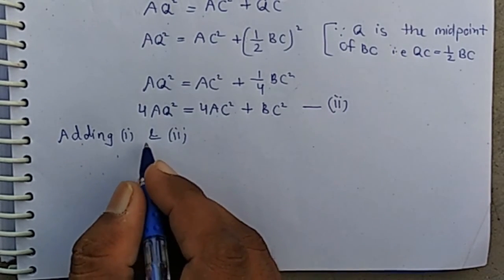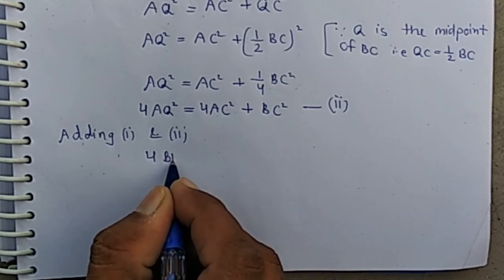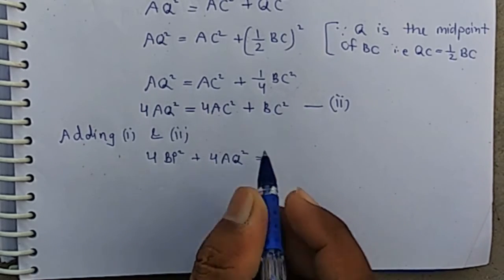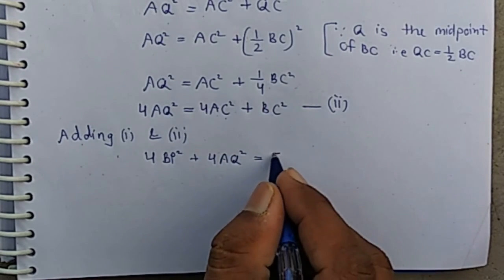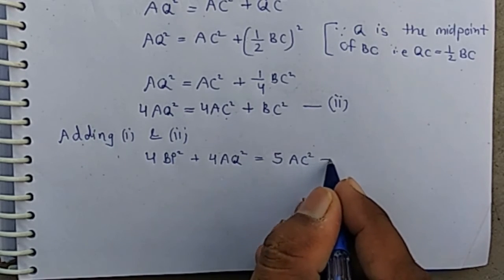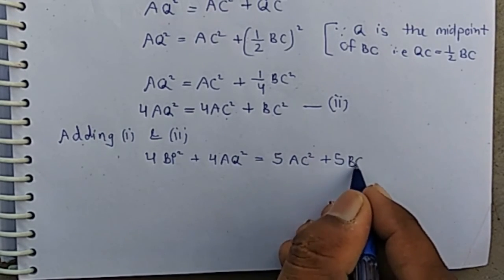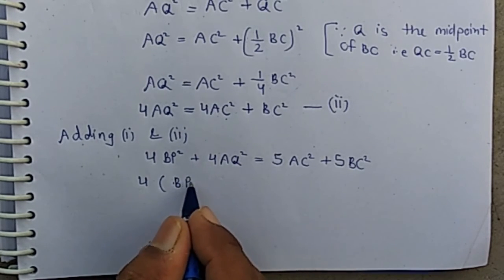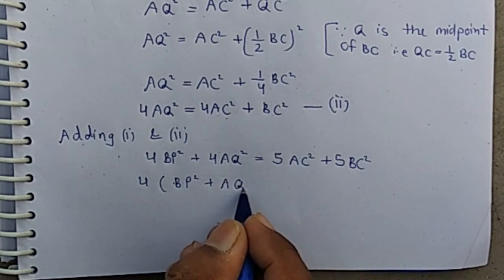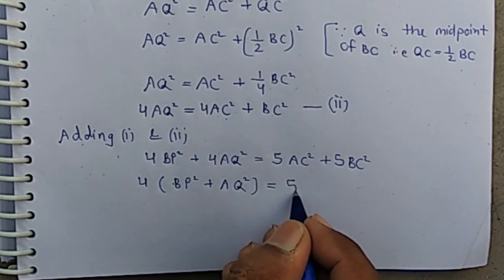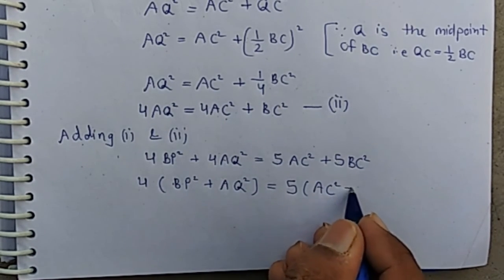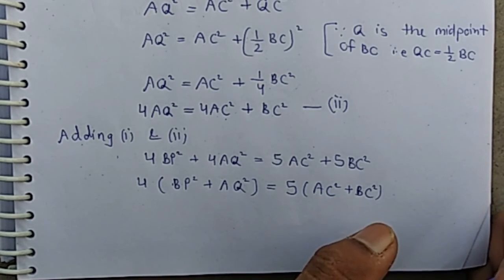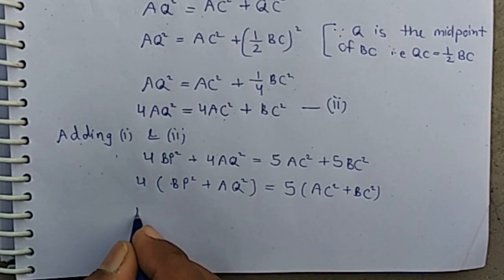Adding equations 1 and 2, we have 4 BP square plus 4 AQ square is equal to 4 AC square plus AC square, 5 AC square, and 5 BC square. Now 4 is common on the left and 5 is common on the right. We have 4 times BP square plus AQ square equals 5 times AC square plus BC square, and in triangle ABC, AC square plus BC square is equal to AB square.